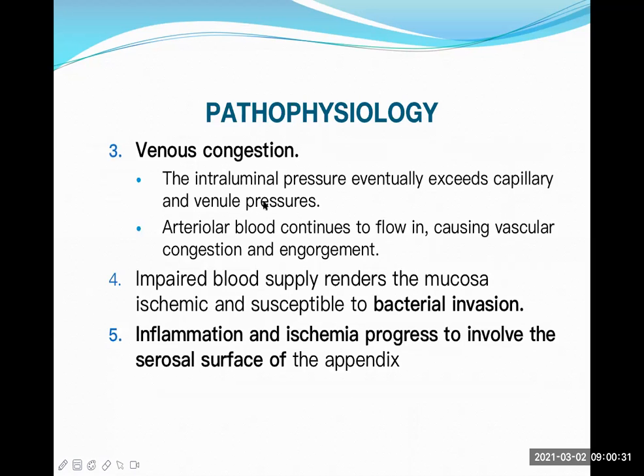Let's move on. Another step in the pathophysiology is venous congestion. This is very easy to understand. What is happening to the appendix? It is getting distended, it is having a lot of pressure inside. So that intraluminal pressure eventually leads to pressure in the capillary and the vein. So there will be obstruction of the venous drainage that will lead to venous congestion. Later on, the pressure is so high that even the arteriolar blood flow there will be obstructed, and that can lead to ischemia.